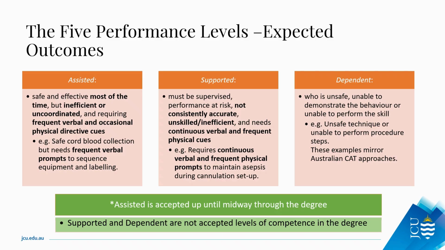Between assisted and supported, assisted indicates that the student is skillful in parts of the behaviour and is safe, accurate, and effective most of the time, but remains inefficient and uncoordinated. Supported indicates that the student must be supervised, performs at risk, or is consistently inaccurate, unskilled, and inefficient, and requires continuous verbal and frequent physical cues. Dependent reflects a student who is unsafe, unable to demonstrate the behaviour, or unable to perform the skill. It is uncommon for a student to request assessment and be rated as dependent.